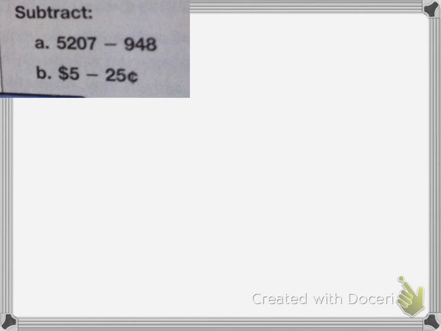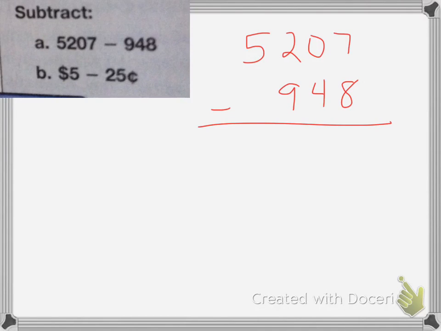The same with subtracting. I need to make sure that my place value is lined up. So again, we have 5,207 minus 948. I cannot take 8 away from 7, so I'm going to borrow from the 2. 2 becomes a 1. The 0 becomes a 10, which then I borrow from again, and it becomes a 9, and the 7 becomes a 17. So 17 minus 8 is 9. 9 minus 4 is 5.